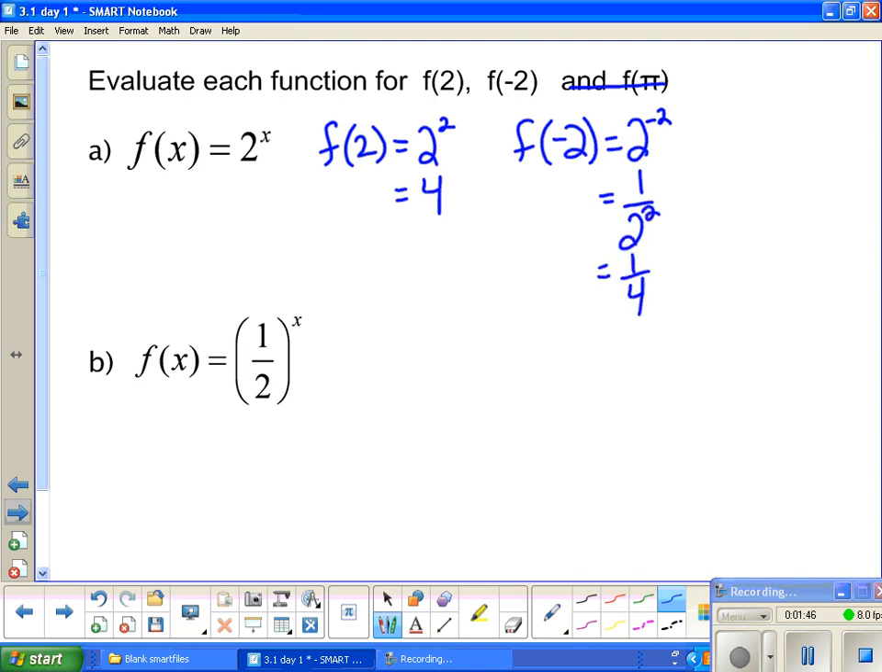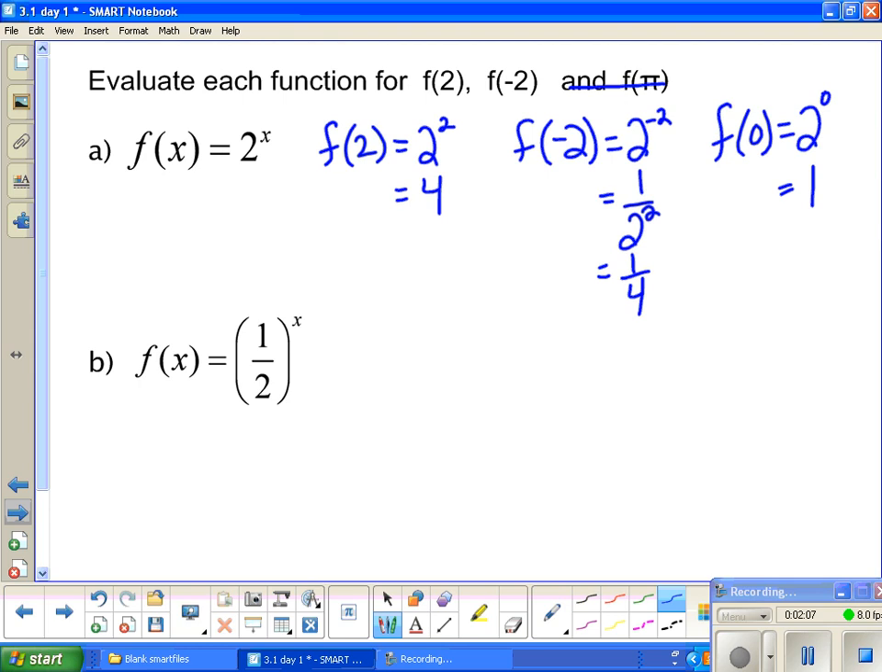Remember our rules of exponents. If they're negative, they go into the denominator as a positive exponent. But I want to look at one more. What happens at f of 0? 2 to the 0 power is equal to 1. Anything to the 0 power is equal to 1.